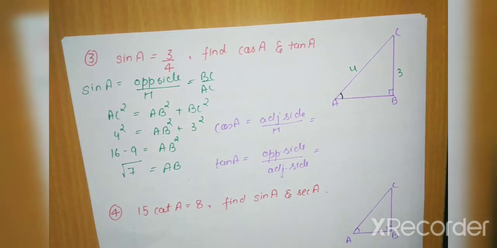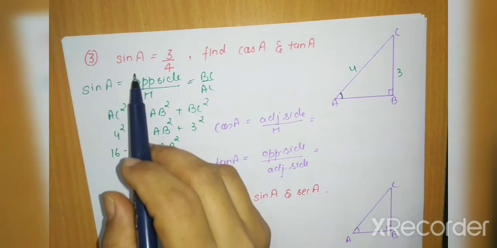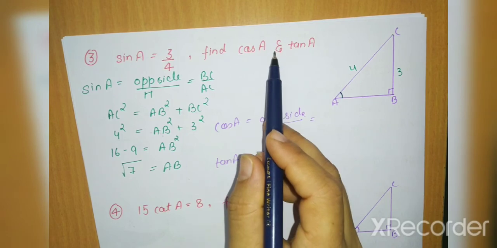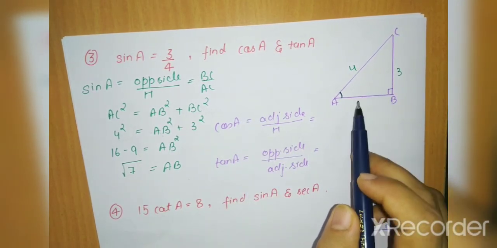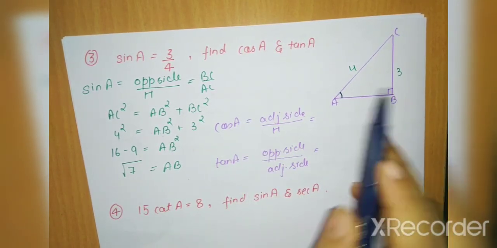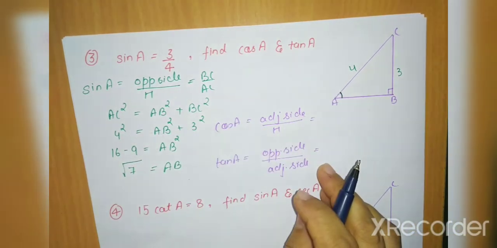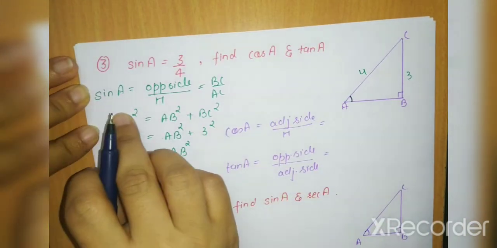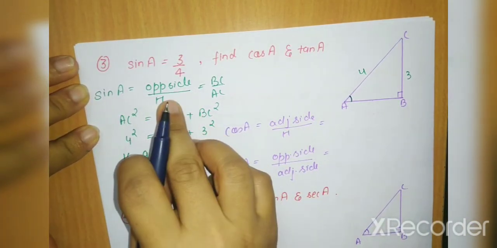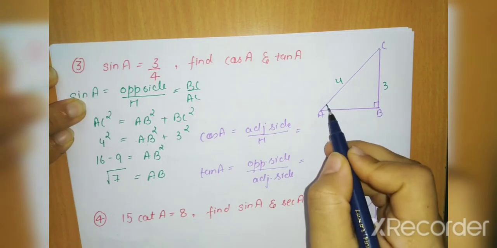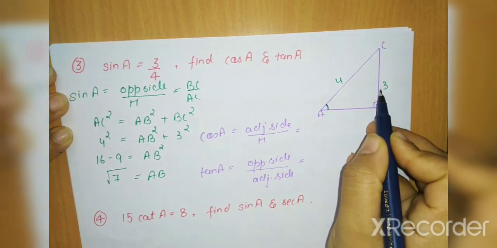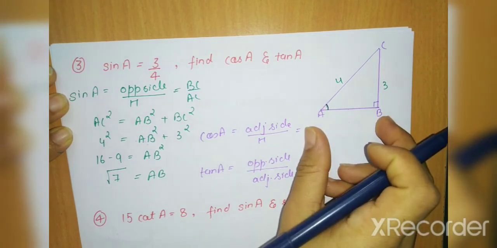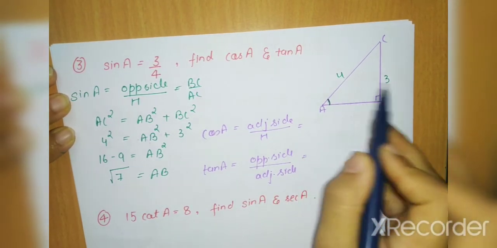So this is question number 3, where they have given the value of sin A, that is 3 by 4. We have to find out the value of cos A and tan A. Here we have a diagram, where triangle ABC is right-angled at B, and the hypotenuse and this perpendicular are given. Now see, sin A means what? Opposite side divided by hypotenuse. For this angle, this will be my opposite side and this is the hypotenuse. For this angle, AB will be my adjacent side. So I have 4 and 3.